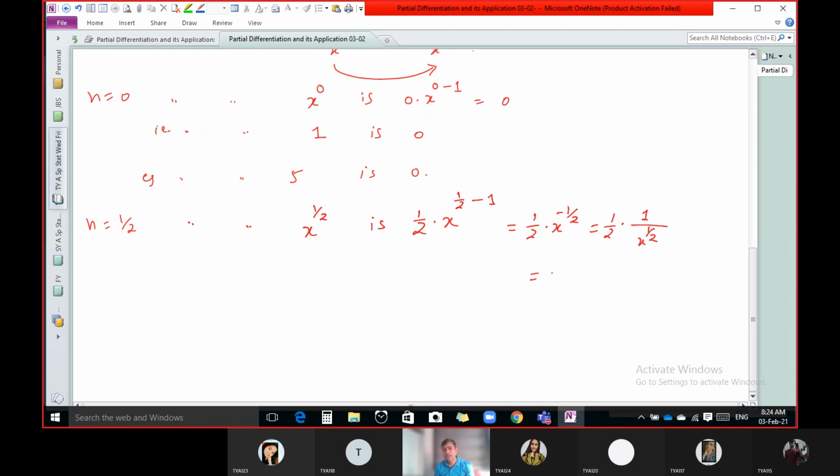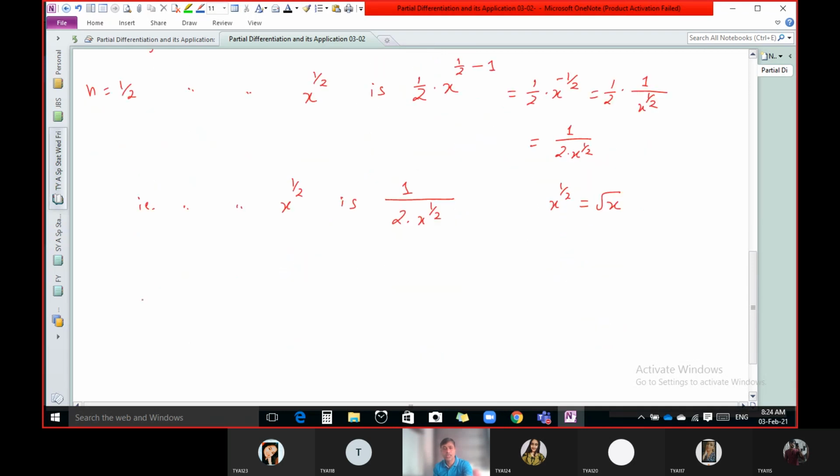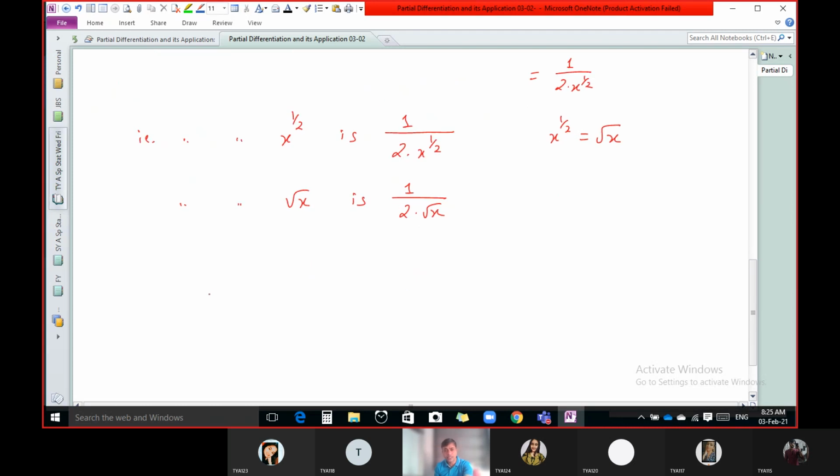And ultimately we get 1 upon 2 into x raised to 1 upon 2. So that is, derivative of x raised to 1 upon 2 is 1 upon 2 into x raised to 1 upon 2. But we know that x raised to 1 upon 2 is also written as root x. So you can say that derivative of root x is 1 upon 2 into root x. That is the answer.